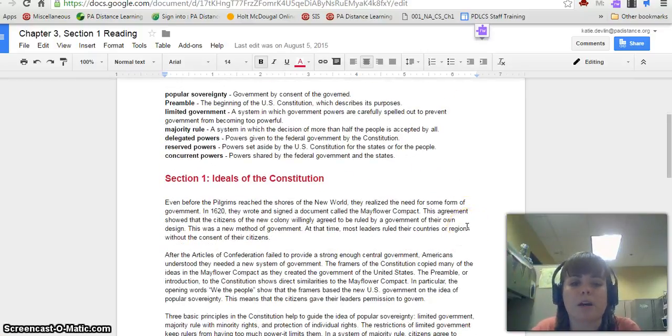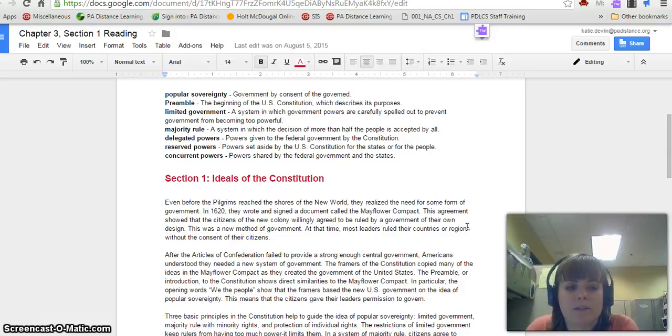Term 1, popular sovereignty: government by consent of the governed. Preamble: the beginning of the United States Constitution, which talks about its purposes. Limited government: a system in which government powers are carefully spelled out to prevent government from being too powerful. Majority rule: a system in which the decision of more than half of the people is accepted by all. Delegated powers: powers given to the federal government by the Constitution.